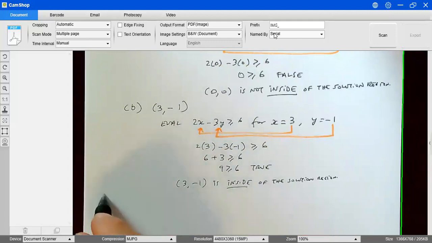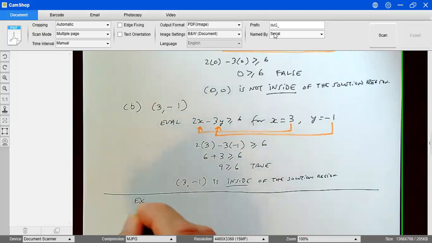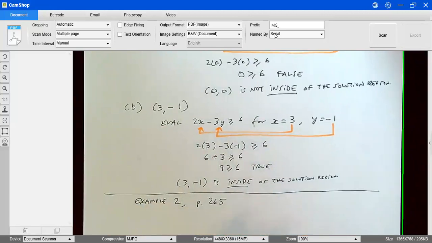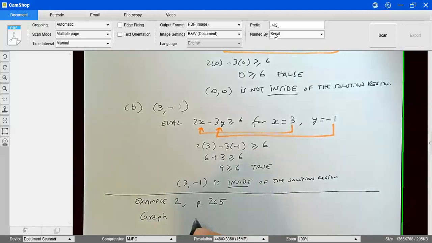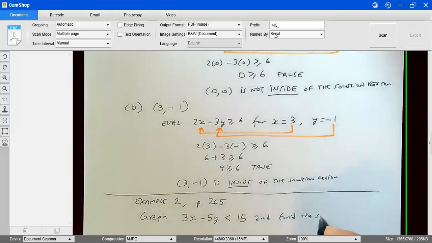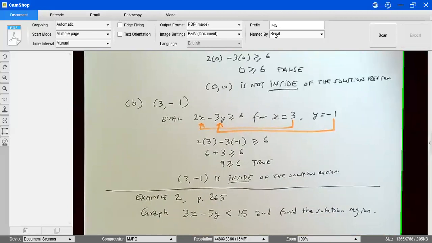So now we're going to solve a full problem. We're going to find the solution of a linear inequality in 2 variables. So we're going to work example 2 on page 265. We're going to graph 3x minus 5y less than 15 and find the solution region. We're going to work this step by step.